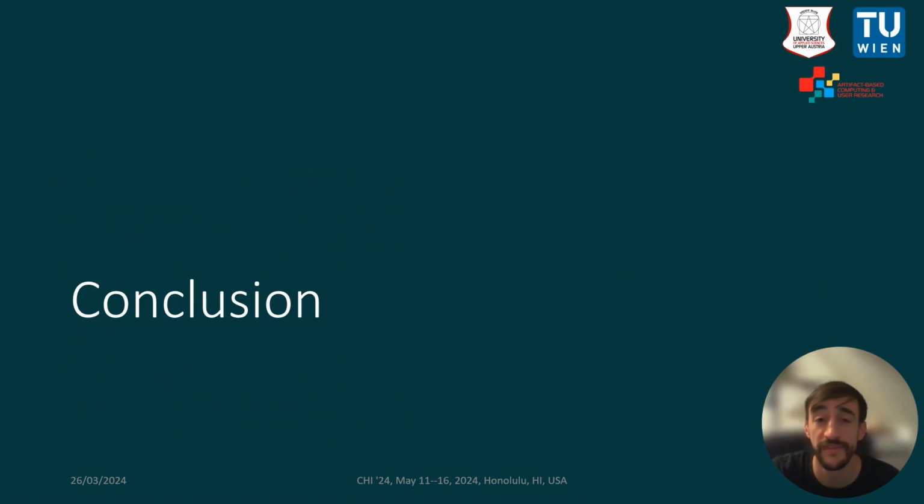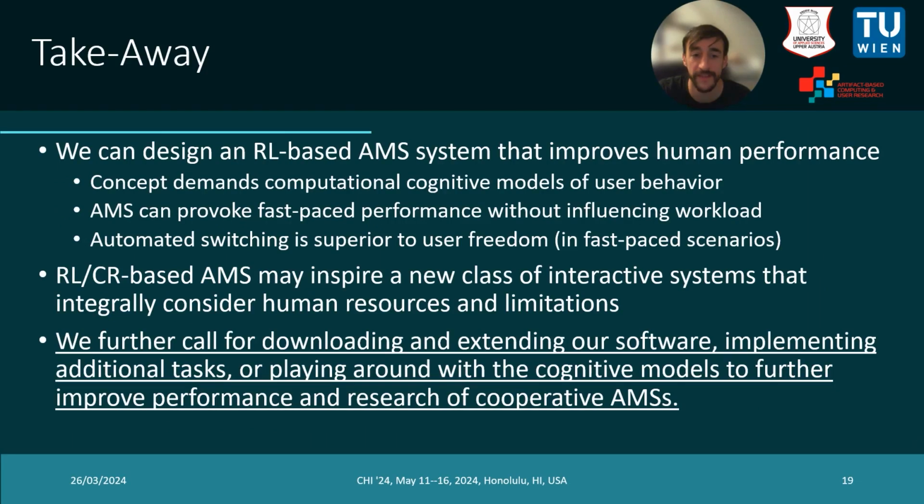Finally, I want to conclude this presentation with the key takeaways of our experiments. So we were able to design a reinforcement learning-based attention management system that improved human performance. And one key aspect was that we had to use computational rationality to train our supervisor. And as you have seen on the last slide, our system provokes fast-paced performance, but without influencing the human perceived workload. And we hope to inspire you to also try this combination of reinforcement learning and computational rationality to integrally consider human resources and limitations in this kind of systems.